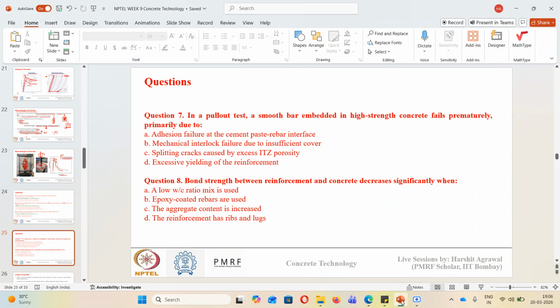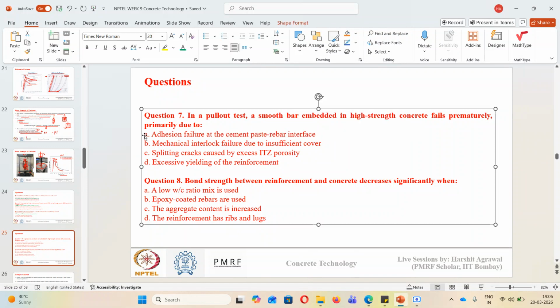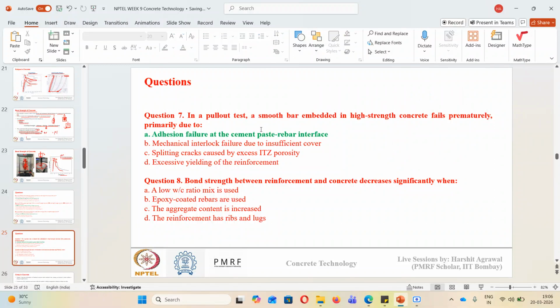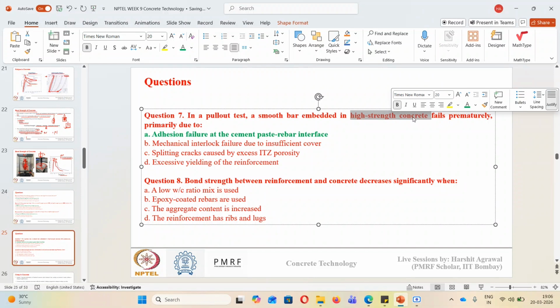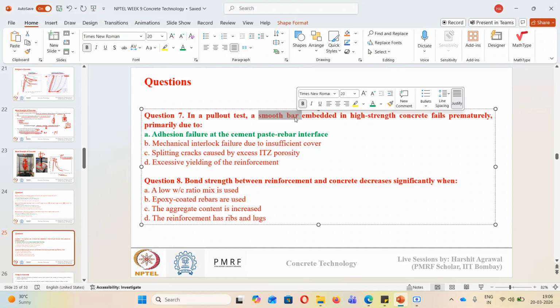Adhesion failure between the cement paste and the rebar. Why? Because I have a smooth bar. So when I have a smooth surface of the rebar, what will happen? The adhesion of the rebar with the cement paste will be a problem. Though we have a dense, high strength concrete which will have a dense cement paste, a smooth bar surface will reduce the adhesion.